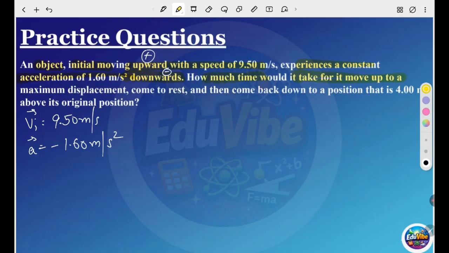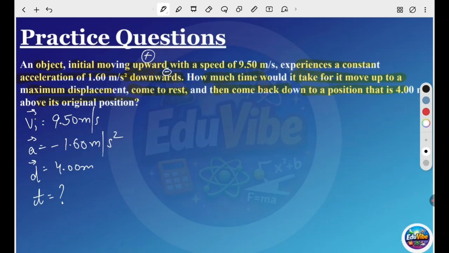Would it take to move up to a maximum displacement, come to rest, and then come back down to a position that is 4.00 meter above its original position. So from all that English work, we deduce that our distance is 4.00 meters and we have to calculate the time. We just have to calculate the time from here.